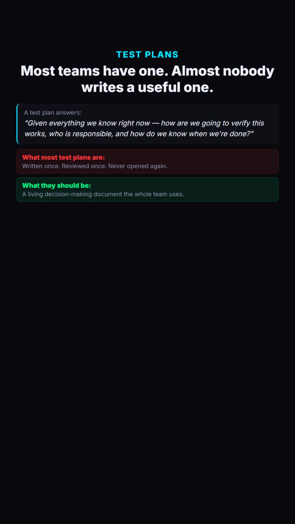A real test plan is a strategic document that answers a specific question. Given everything we know about this project right now, how are we going to verify that it works? Who is responsible for each area? What risks are we accepting? And how will we know when we are done? A well-written test plan is what separates a QA engineer who executes from a QA engineer who thinks.